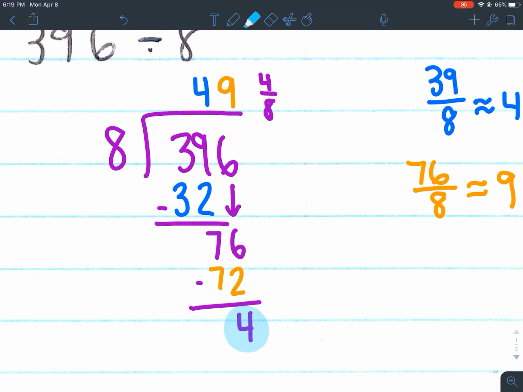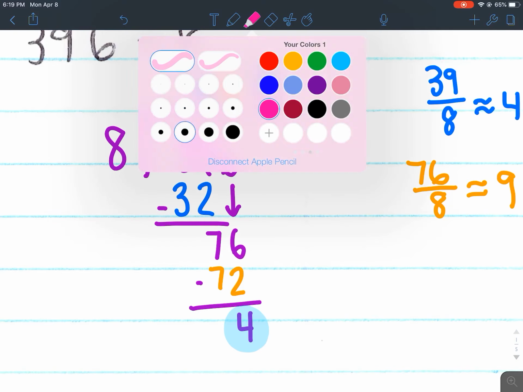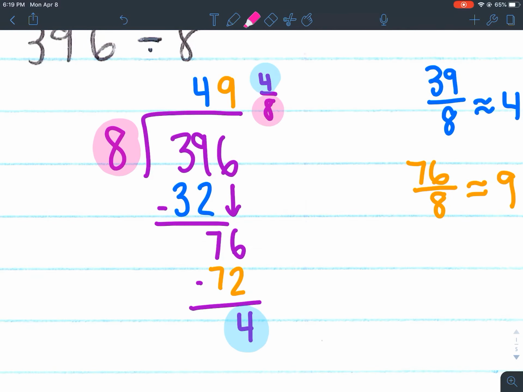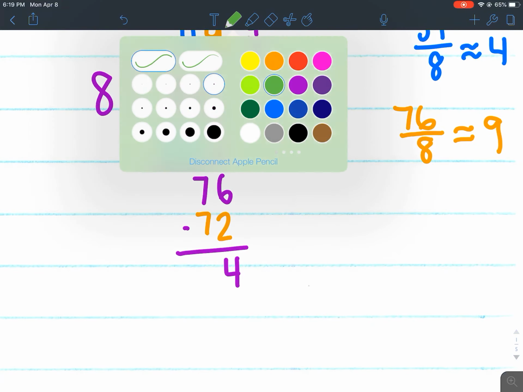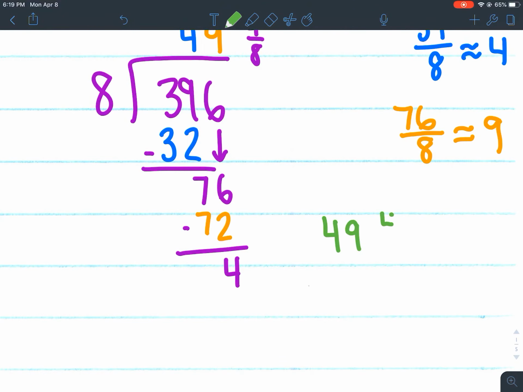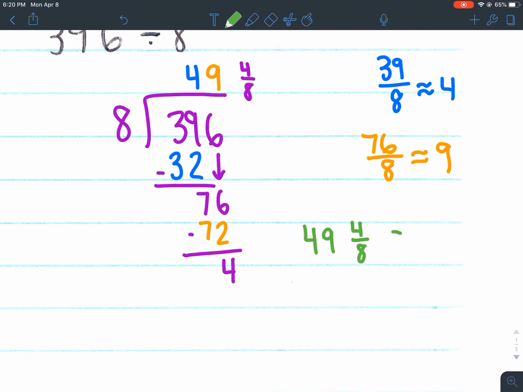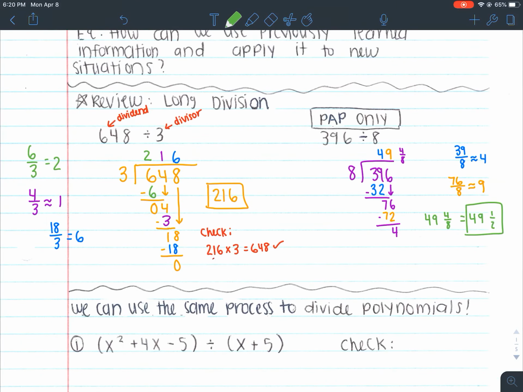You take this number, put it up top, you take this outside number and put it in the bottom, okay? So you basically have those left over, okay? But you can reduce that, you can simplify that. You have 49 and 4/8, which equals 49 and 1/2. You always want to simplify your fractions, right? So there is a remainder in this case.